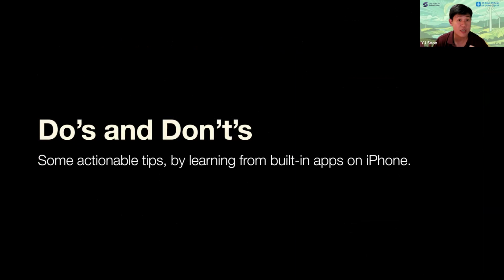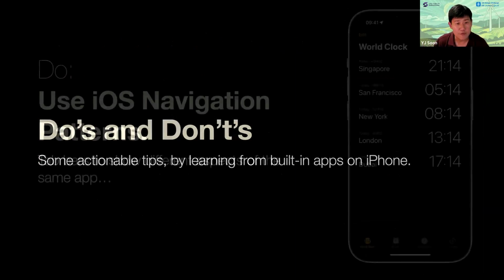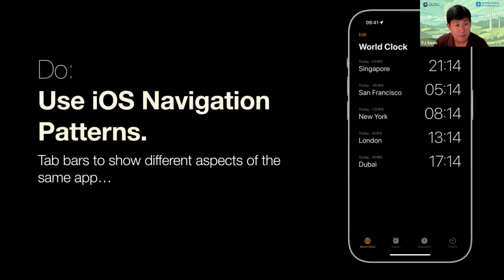Okay, and I'm just going to show pictures or videos of built-in apps on iPhone. I'm not even going to show third-party apps. These are all apps that were made by Apple. So first of all, just to reiterate what we just said, do use iOS navigation patterns, okay? If it makes sense for you. If you have different aspects of the same app, then you might consider a tab bar. I think that makes perfect sense.